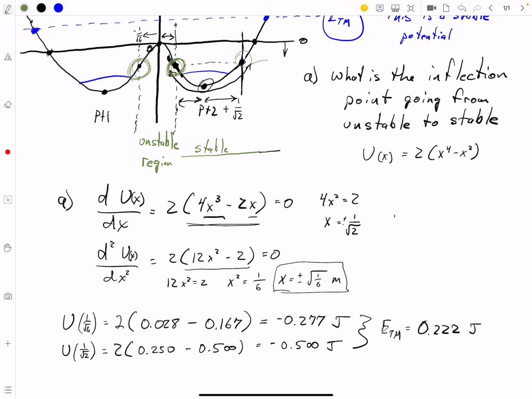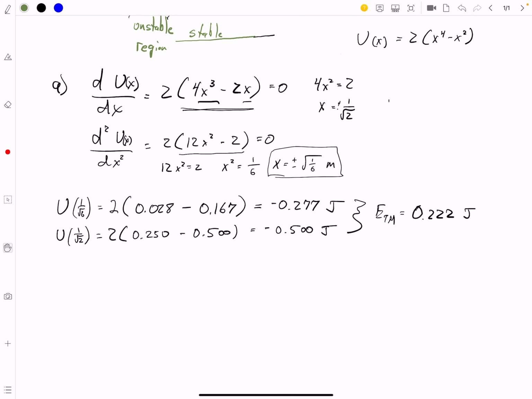So what is the inflection point we found, okay? We found where is the bottom, and we want to know what is the force. So B, what is the force at the inflection point?